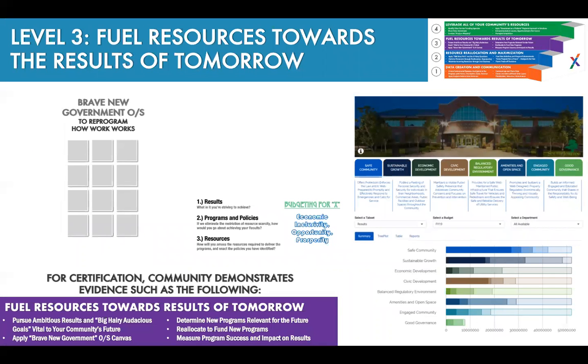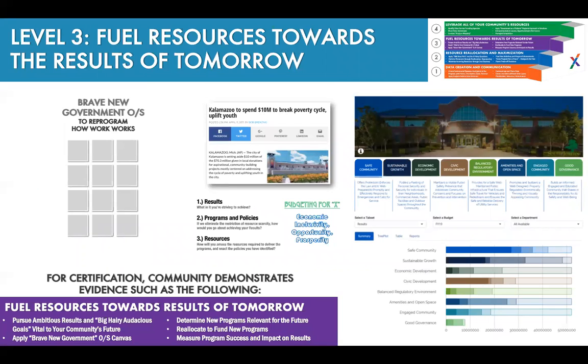I'll move into level 3. So far, so good on level 1 and level 2. Any questions on those? Nope, I don't think so.